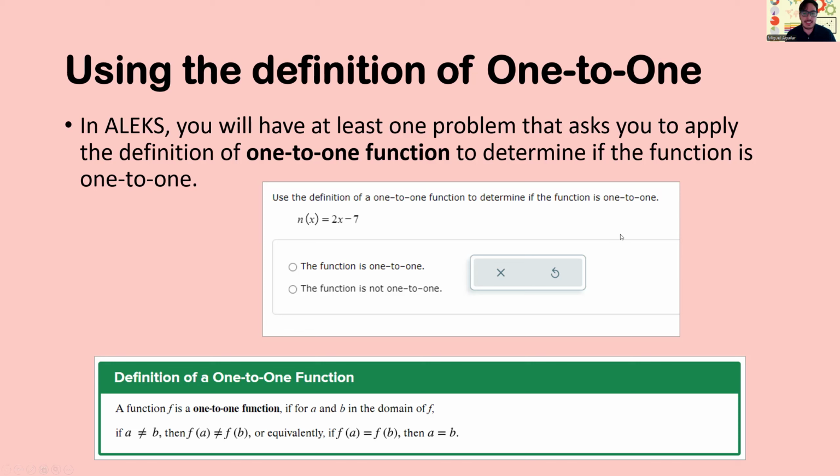And so you may run into this type of question in ALEKS. This is going to rely on that formal definition, which is why I put it on this slide, which says a function f is one-to-one provided that for a and b in the domain of f, if we have f of a is equal to f of b, then a must be equal to b. Okay. And this is going to seem kind of convoluted, but I want to walk you through a couple of examples here to make this make a little bit of sense.